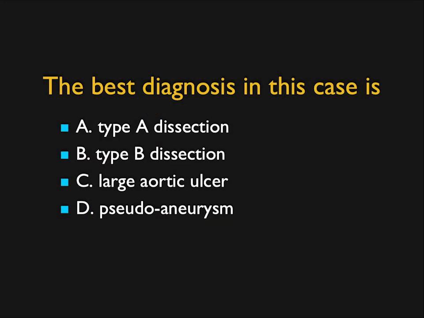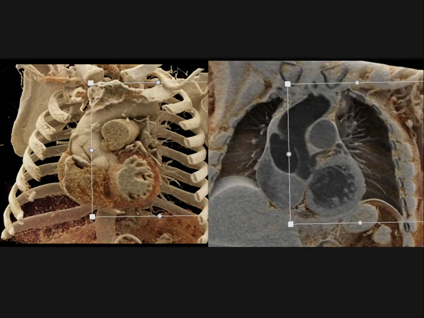The question in this case is, what's the best diagnosis? I like this case because it's cinematic rendering, and it's one of our new views where we're looking in the lumen. You can see the patient has a type A dissection coming near the patient's right coronary artery, and you could see the flap really nicely with the endoluminal view. I think endoluminal views with cinematic rendering are going to be very helpful. We have submitted an article on that.